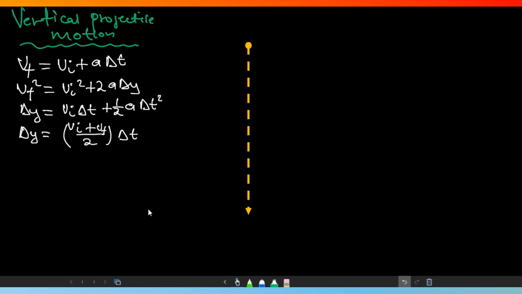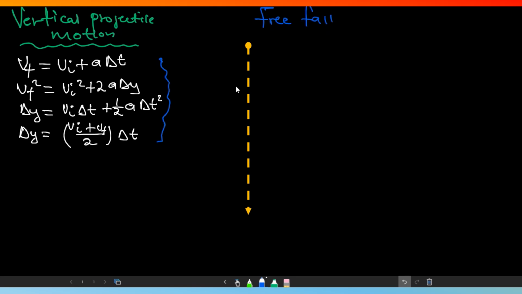Now we're going to be learning about vertical projectile motion. Here we can see what we are given: our equations of motion. These are the equations we're going to be using to calculate velocity, displacement, time, acceleration, and so on. In this one we are focusing on objects in free fall.